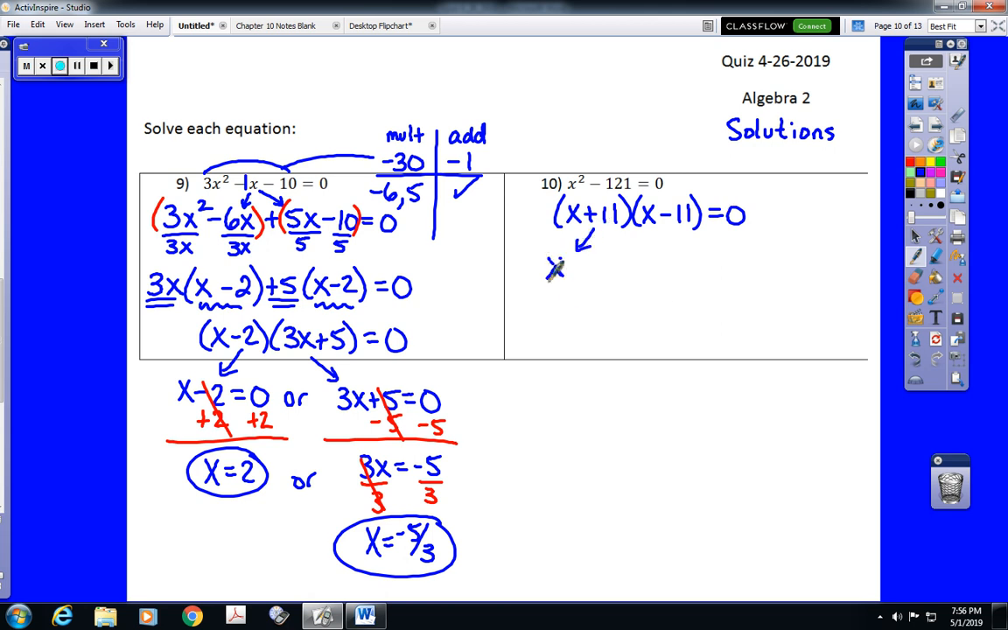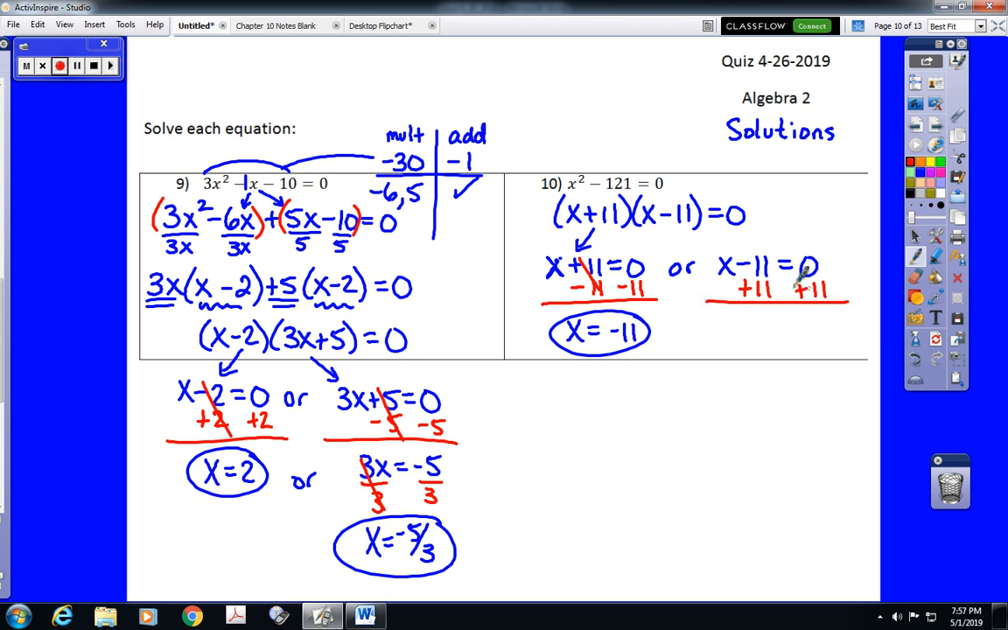Again, the idea being that each of those factors is going to give us a solution. So we have x plus 11 equals 0, or x minus 11 equals 0. So in that first one, we're going to subtract 11 from each side, which would give us x equals negative 11. And in the second equation, we're going to add 11 to each side, which would give us x equals positive 11.